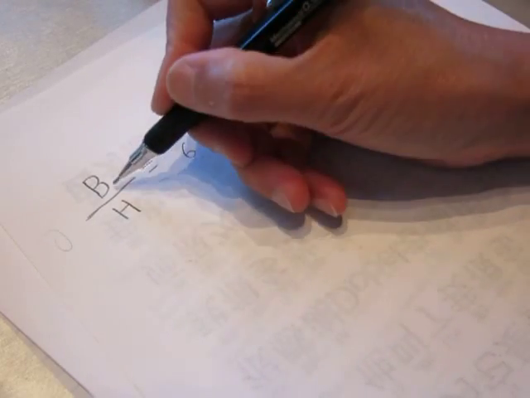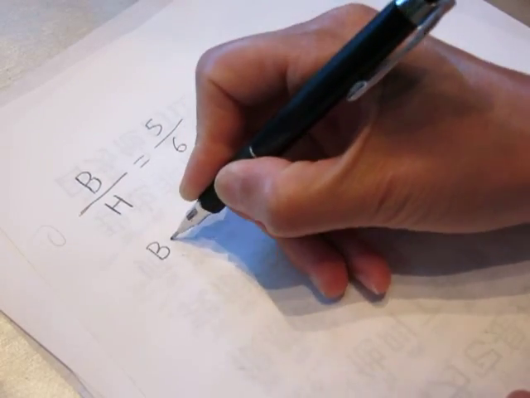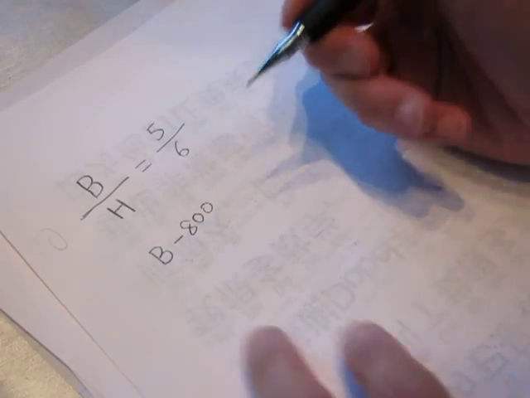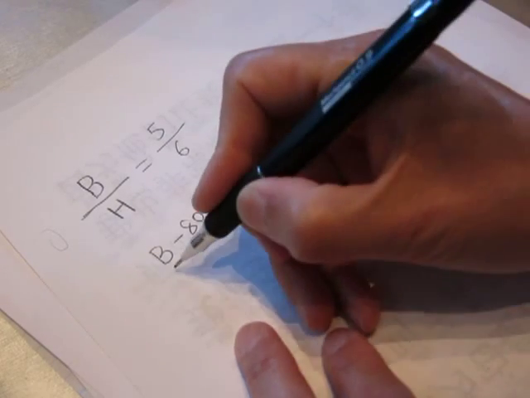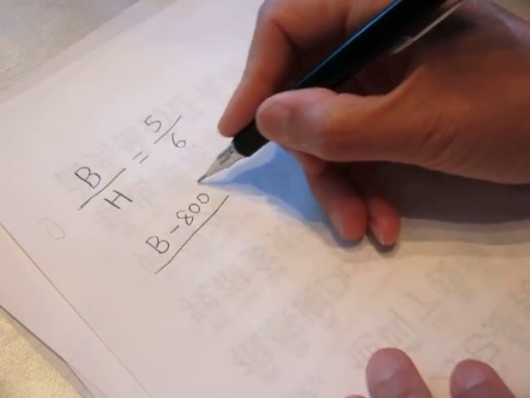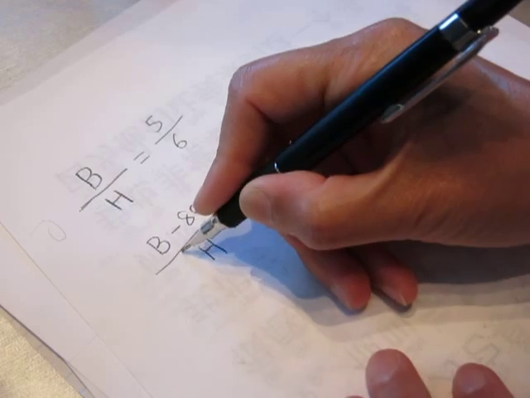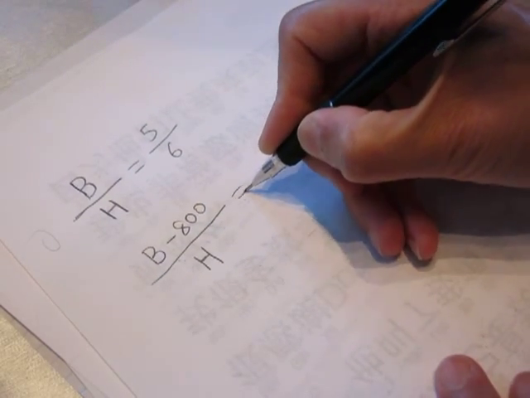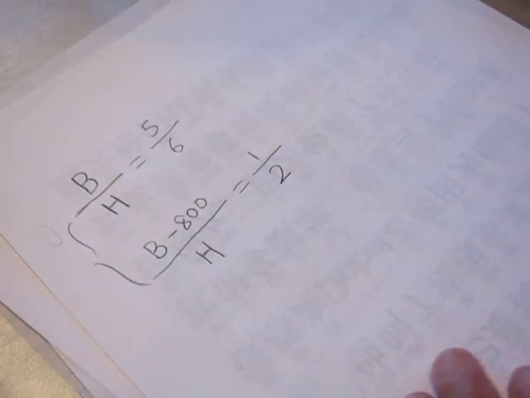And now the second formula. There are two unknowns, so you need two formulas to answer this question. The second one is: Bill has spent $800, and after spending $800, Bill's remaining money to Henry's current money, Henry's money from beginning to end didn't change, so this ratio has changed into 1 to 2. So with these two formulas, we can settle this problem.